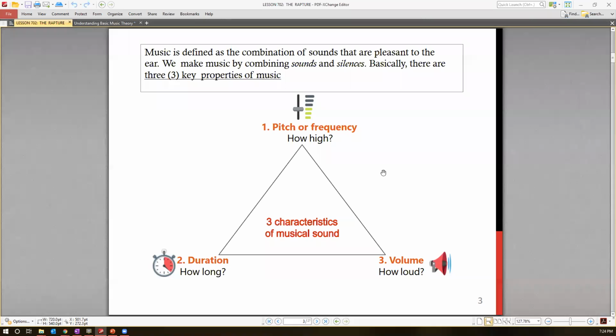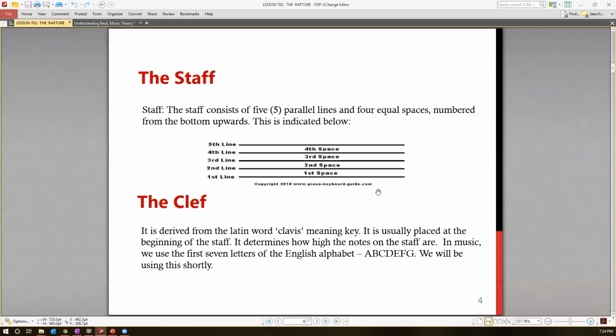Okay, are we all clear? Do we have any questions? Any questions? Please stop me if you have any questions. If we're all clear, I'll go ahead. All right, so that's just the properties of music. We're going to go ahead.